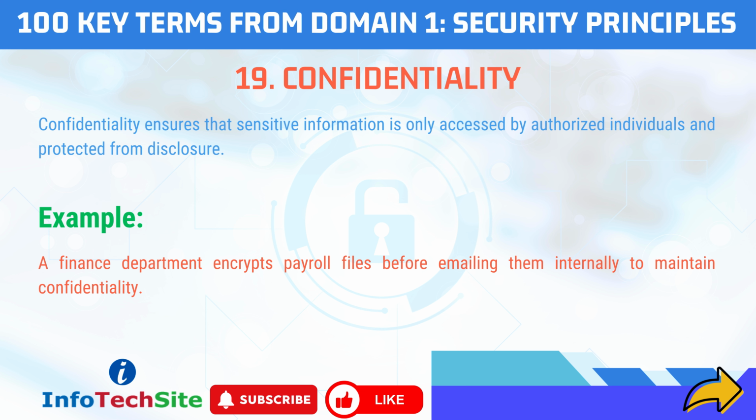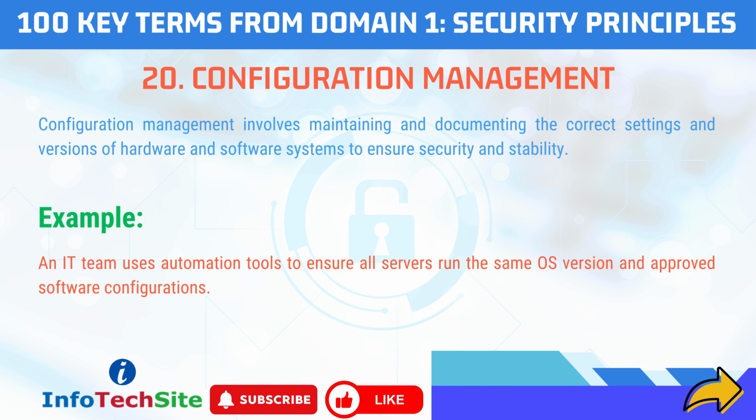For instance, a finance department encrypts payroll files before emailing them internally to maintain confidentiality. 20. Configuration management. Configuration management involves maintaining and documenting the correct settings and versions of hardware and software systems to ensure security and stability. An example includes: an IT team uses automation tools to ensure all servers run the same OS version and approved software configurations.